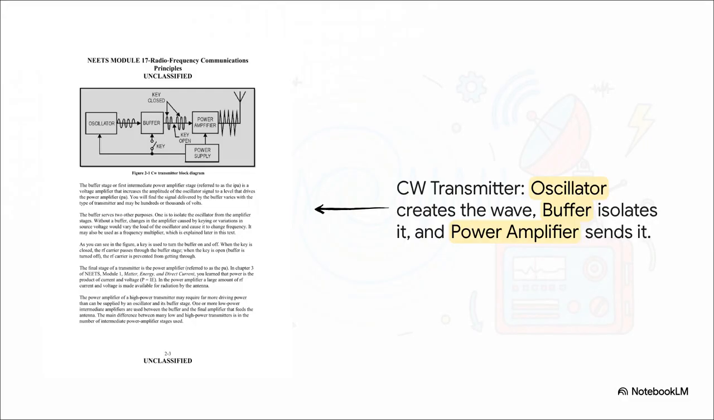So let's actually look at how this thing is built. You see that block diagram? On the left, you've got the oscillator. That's what creates the basic radio wave. From there, it goes through a buffer, which is just there to keep the wave nice and stable. Then it hits the power amplifier, which, as the name suggests, beefs it up and gives it the muscle to travel a long way. And see that thing labeled key? That's literally just the on-off switch that makes the dots and dashes. That's all there is to it.